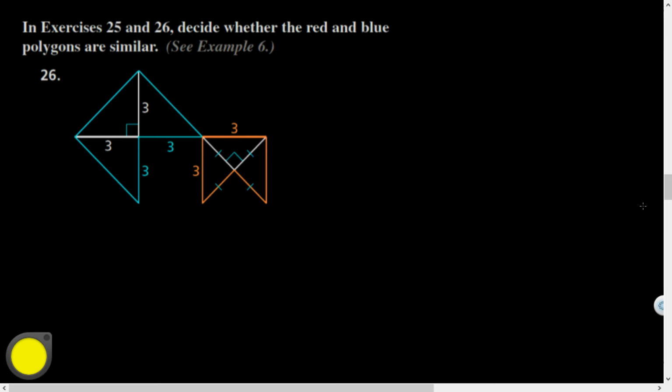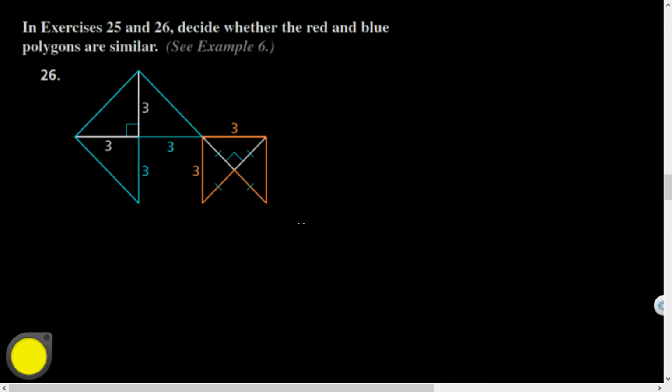Oh yeah, I get this one. Okay, decide whether the red and blue polygons are similar. I realize you guys didn't have red and blue on your black and white paper, and even on mine, being inverted, my reds and blues got inverted to light blue and orange. Decide whether or not these are similar.